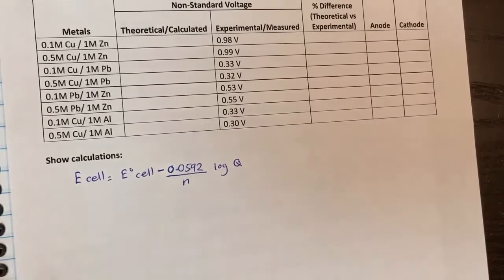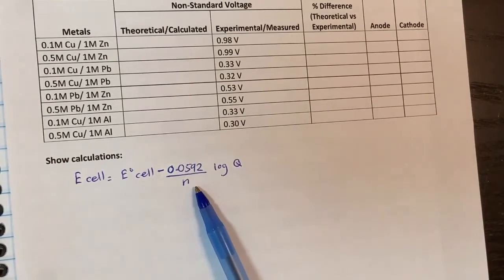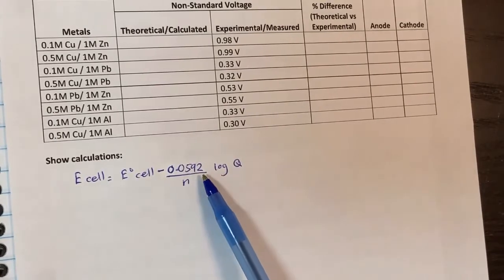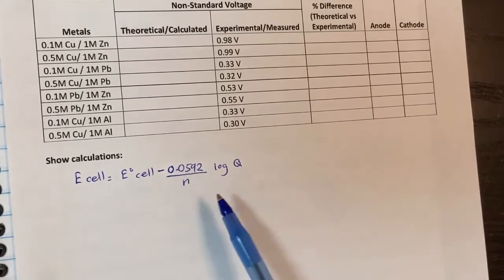There is a different equation in the manual. It has RT and all that stuff. Basically, that equation is the same as the one I'm giving you. This one here is specifically made for 25 degrees Celsius, which they're telling you to assume this experiment is at, room temperature, which we do it at. So if you do it at room temperature, you use the simplified equation, which makes it a lot easier.